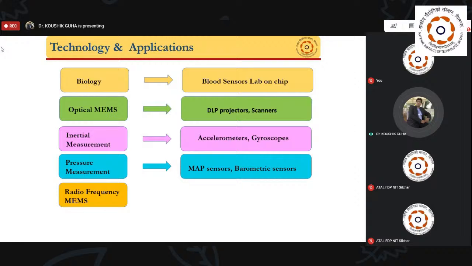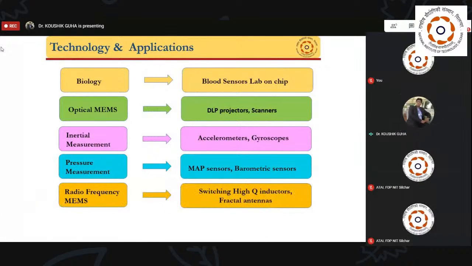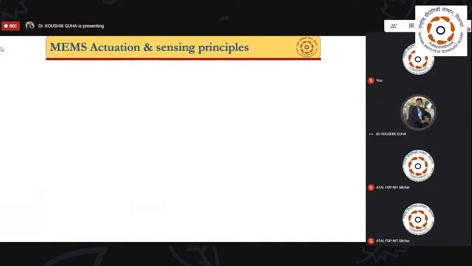Then radio frequency MEMS, very important nowadays, because it is very relevant in our coming 5G technology, because most of the 5G technology parameters, the background, are actually depending on the RF MEMS based architecture of the devices and components. And lots of other technologies are also there.